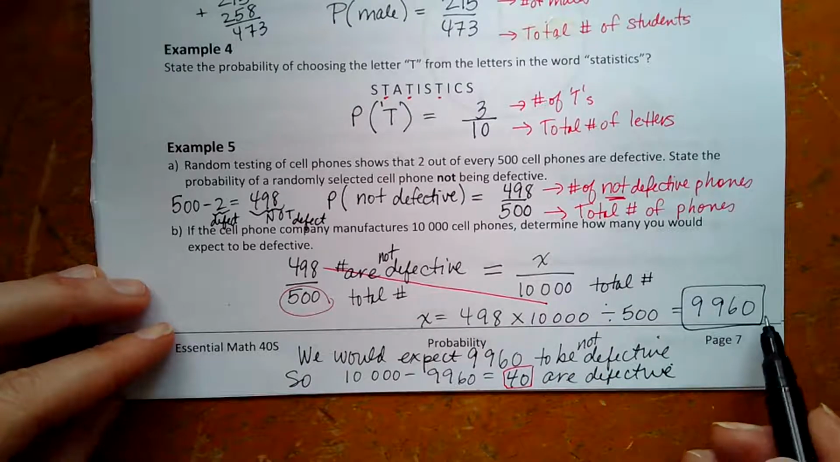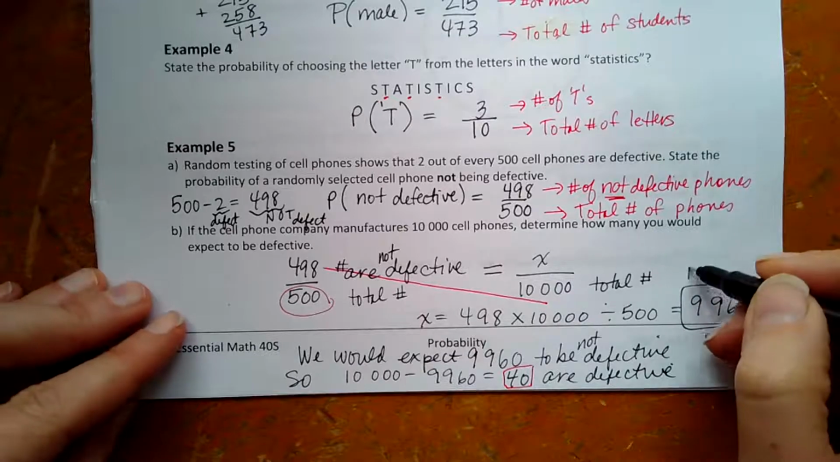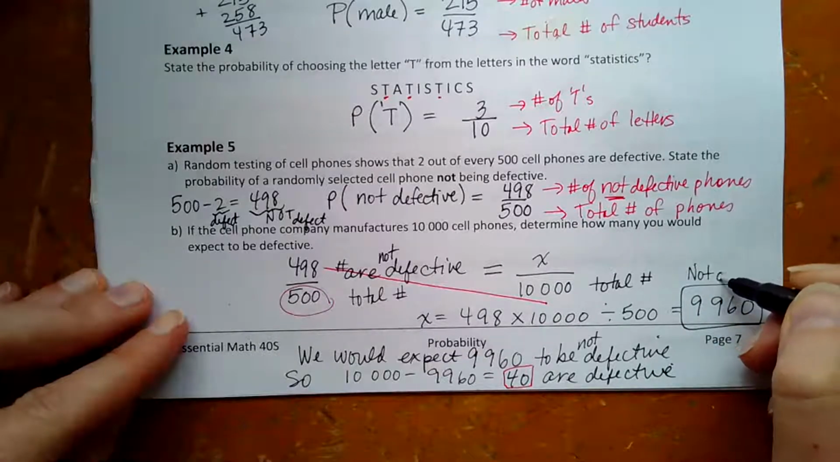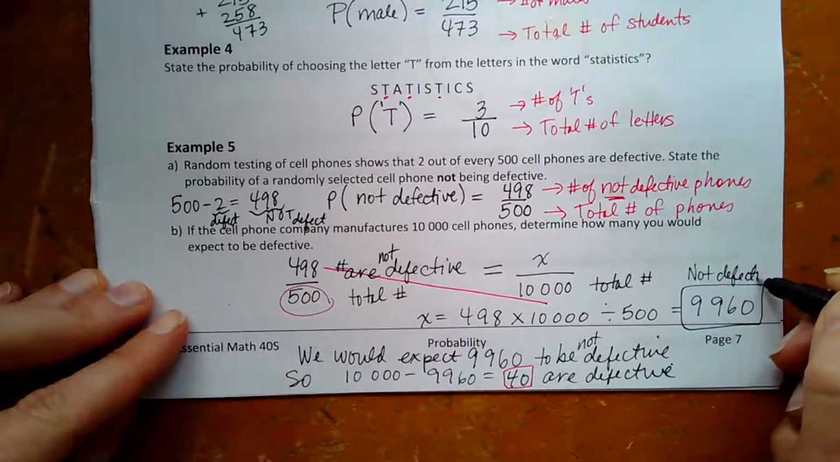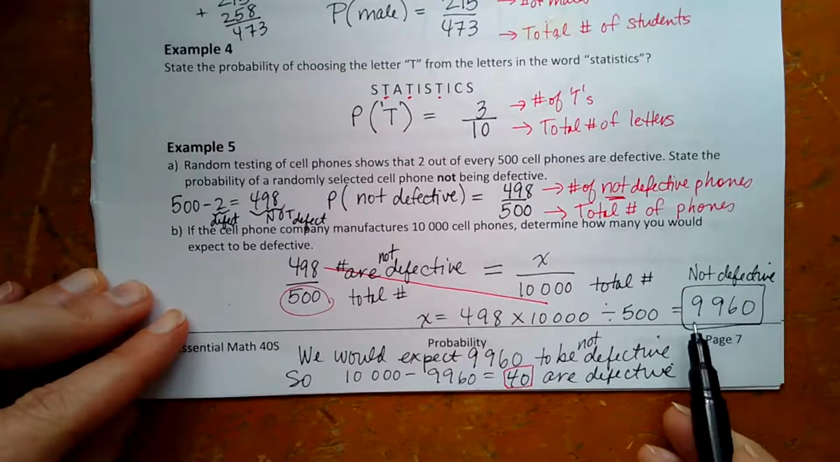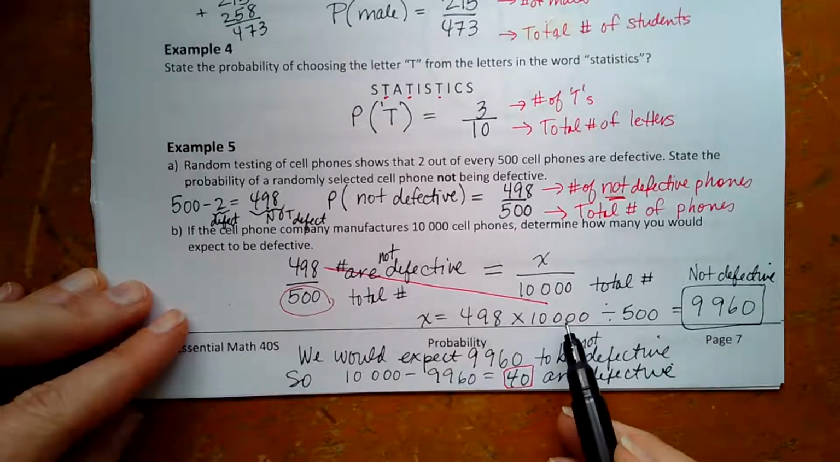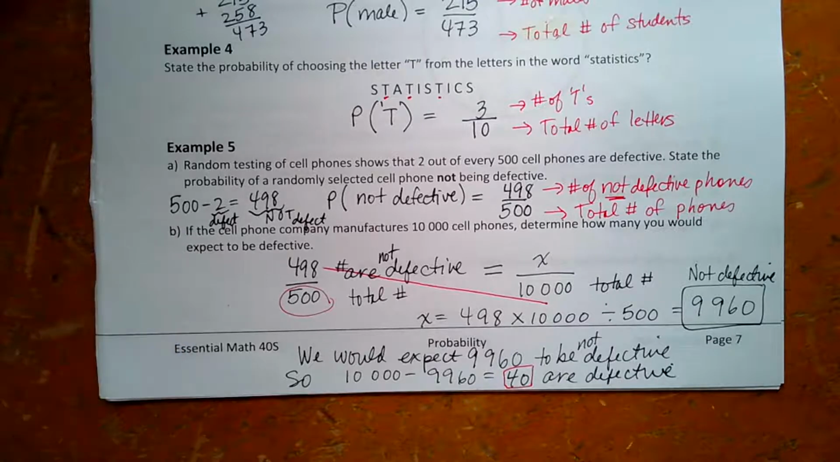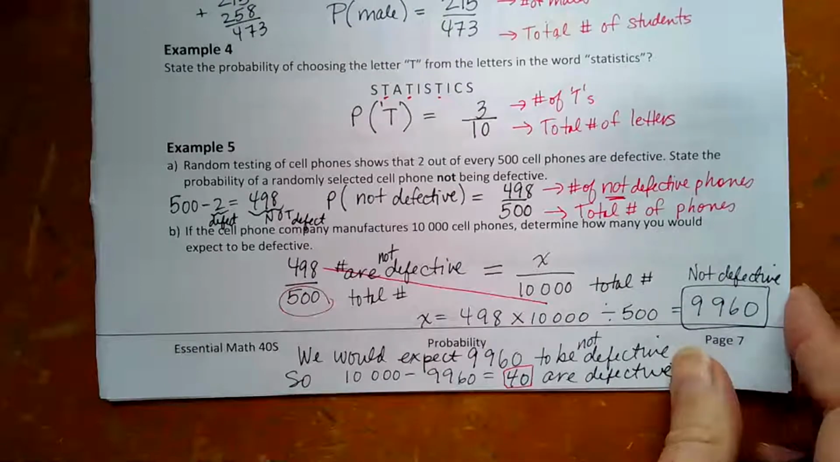Again, I solved for the not defective because I didn't read the question properly. So if these are not defective and there's 10,000 in total, we just do a subtraction and that will give you the number that are defective. Okay, so once again, our cross multiply technique comes into play. We've used that over and over.